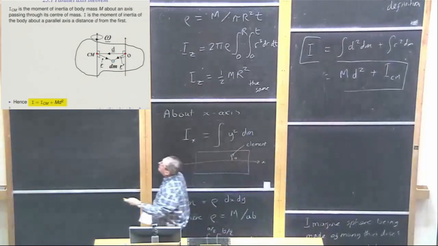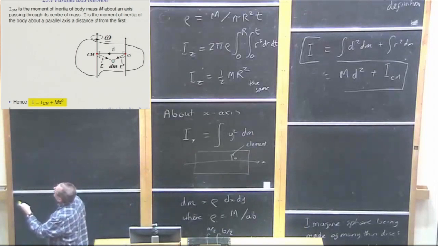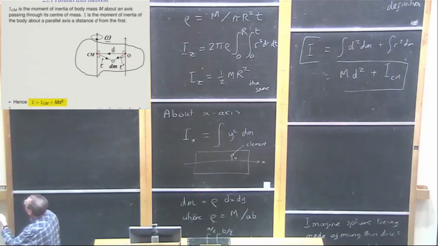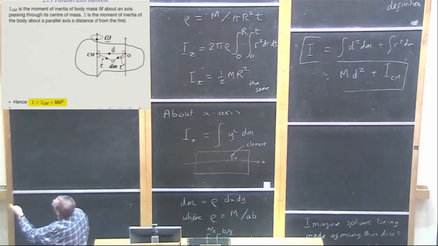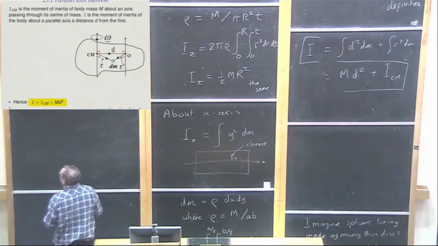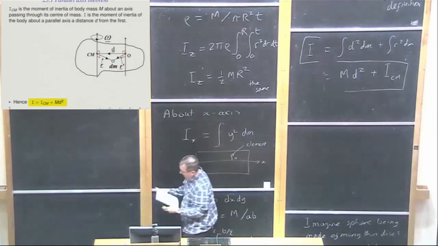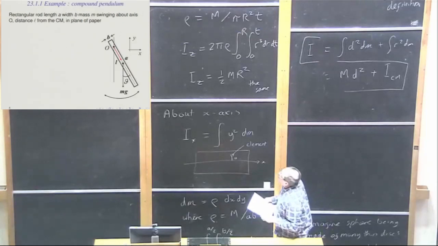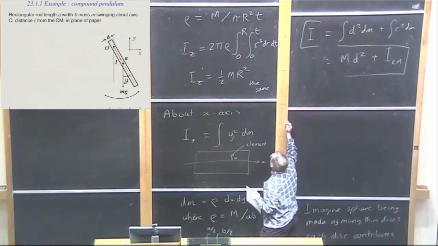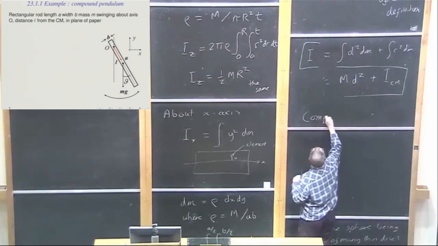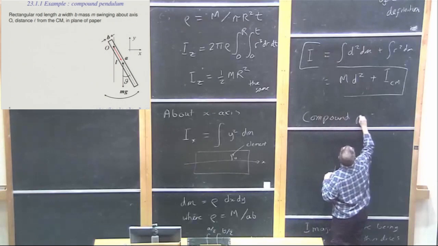It can relate to actually any two axes. If we know the moment of inertia around the centre of mass, and we know the distance from that to another axis, then the moment of inertia around that other axis is related by this expression. Let's make use of that by considering the compound pendulum. So what do we mean by a compound pendulum? I'm sure you know.